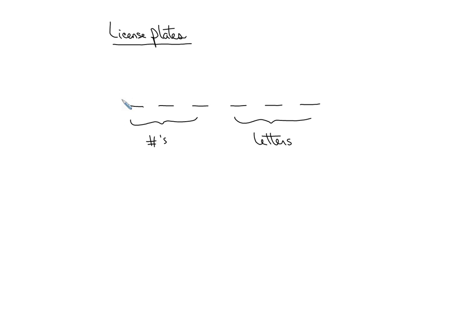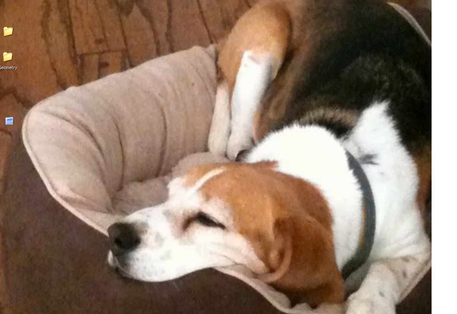That wasn't a problem. So the question is, how many total license plates were possible with this arrangement? Well, how many choices are there for the first number? 10. 0 through 9, right? Remember, 0 is a digit as well. So you have 10 different digits. What about the second space? 10, because we could use the same number again. That's not a problem. And the third space? What about for the first letter? 26. And the next one? And the next one? And so what we then do is we multiply all these together to get the total answer for how many license plates were possible.